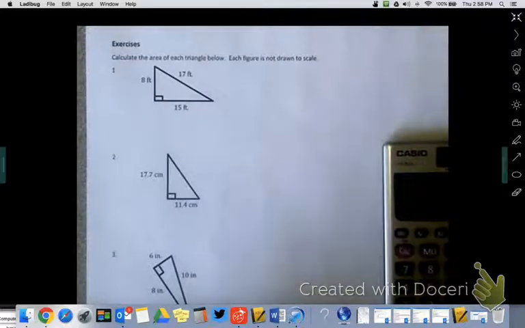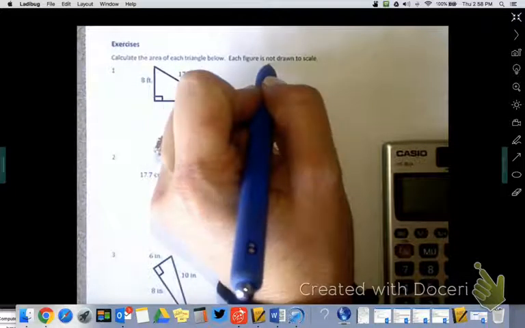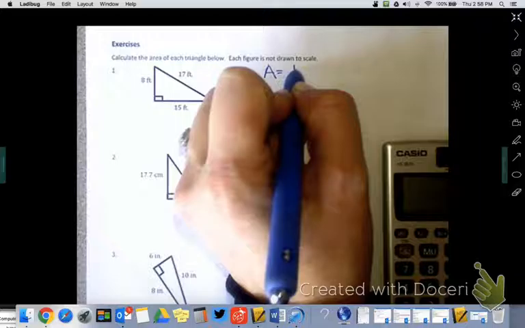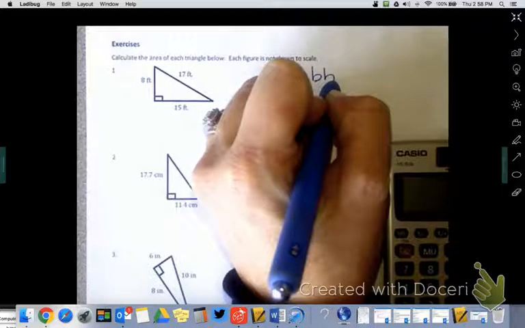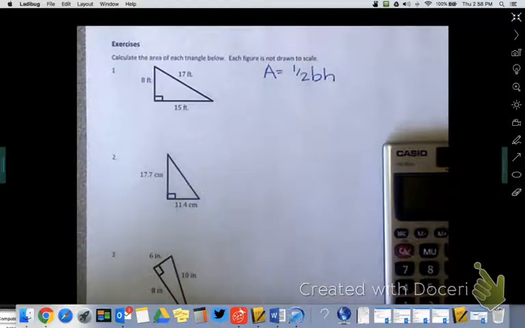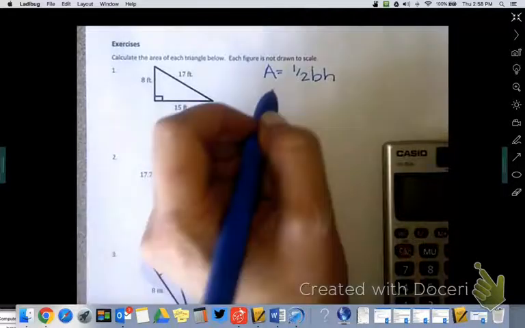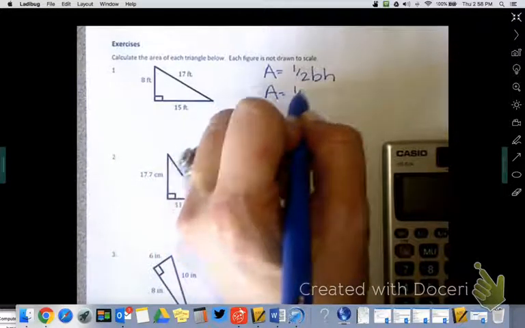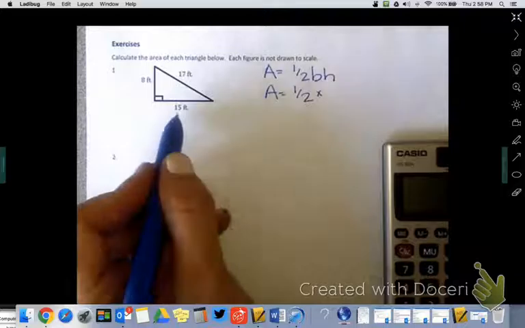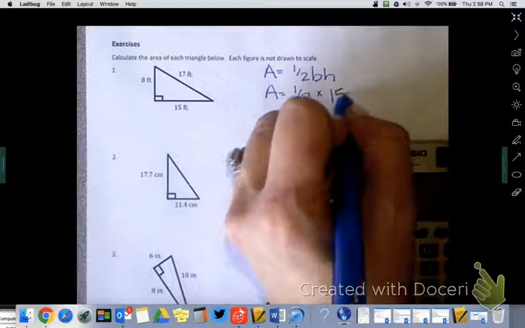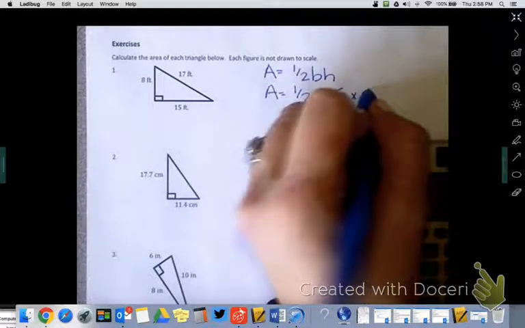Okay, so we always want to start with our formula. Area equals 1/2 base times height. I'm going to go ahead and write that for my first problem. And now I'm going to plug in the numbers from my first example. Area equals 1/2 times the base is 15 times the height, which is 8.